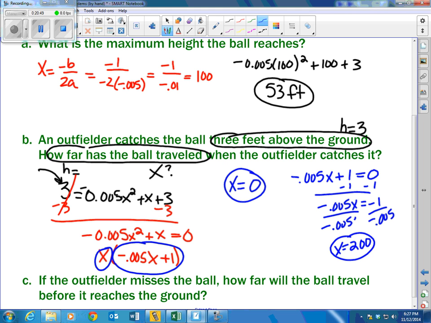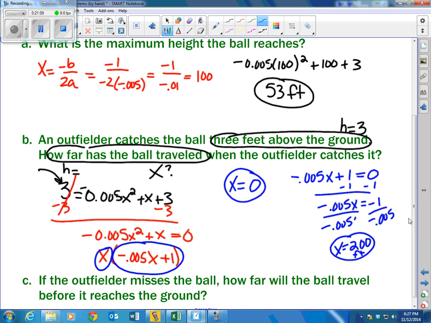So basically what this is telling you is that the height is 3 feet above the ground when the time is 0. So it's 3 feet above the ground, first of all, when he releases it. And second of all, it's 3 feet above the ground at 200, and I should label this feet.